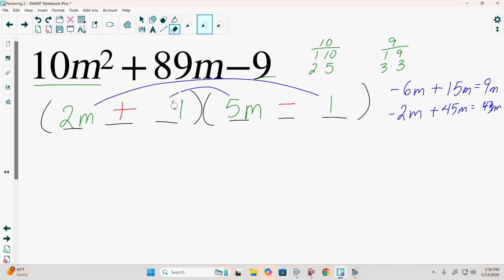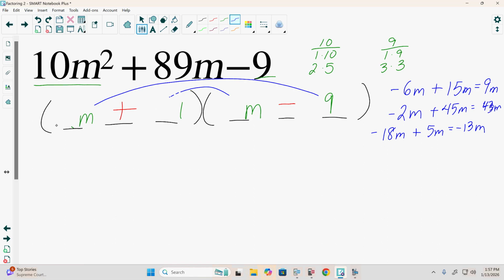So that didn't work. Last thing we can try is switching the 9 and 1 before we switch over to 10 and 1. 2m times negative 9 would be negative 18m. 1 times 5m is positive 5m, giving us negative 13m. So at this point here, we've tried every possibility of 2m and 5m with our factors of 9. So now we're going to switch to 1 and 10.